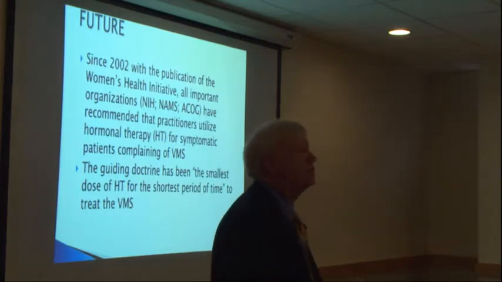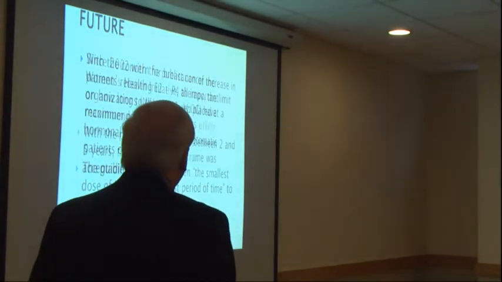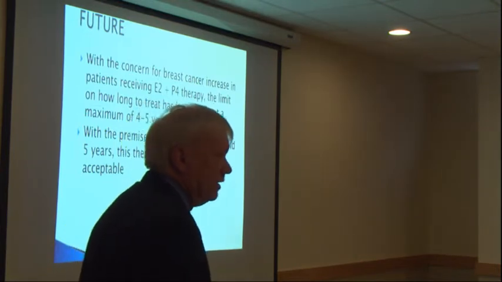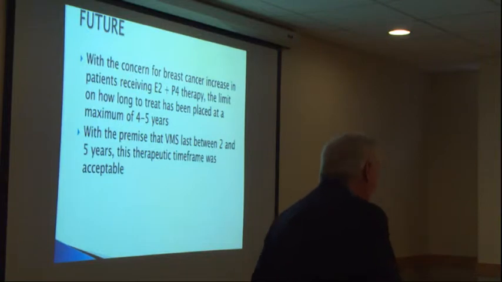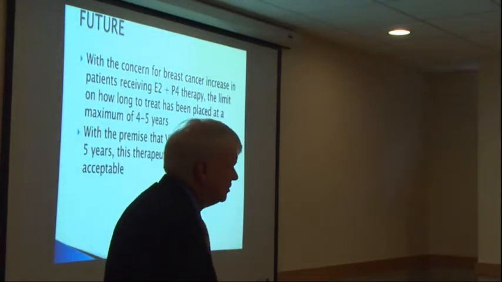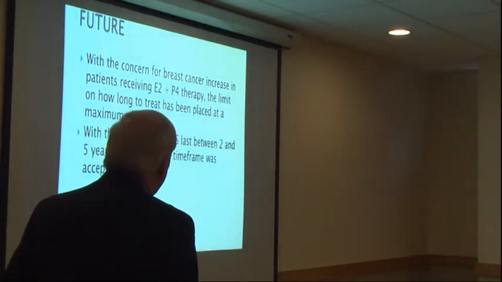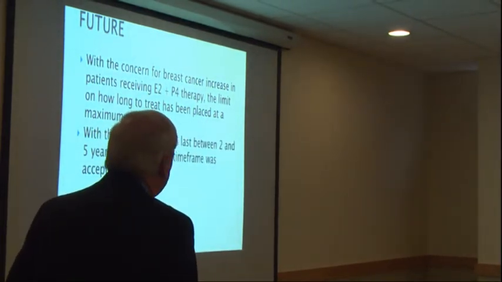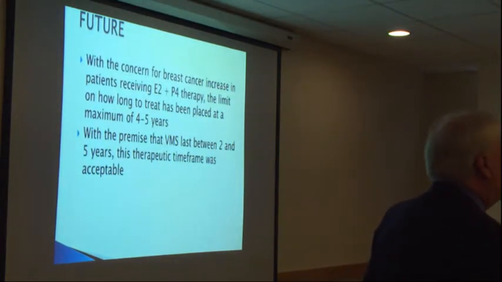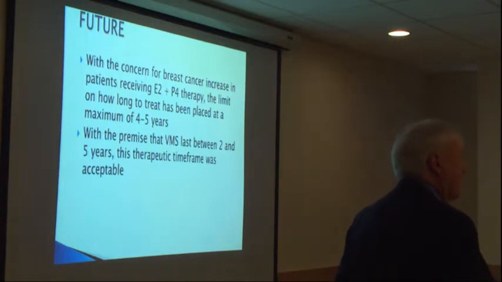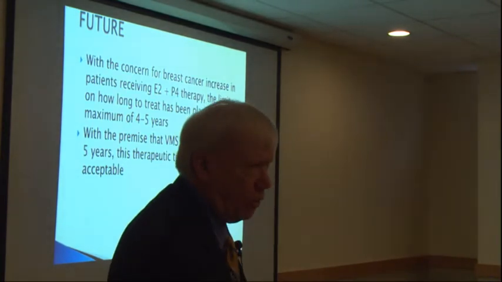The indication that still exists for patients undergoing treatment for vasomotor symptoms is symptomatic therapy. If a patient has an abnormal response to hot flashes, they need therapy. The problem is that in the estrogen-progestin group, at about 4 to 5 years, there is a concern for the increase in breast cancer. Heretofore, when we said that vasomotor symptoms lasted only 2 to 5 years, that therapeutic timeline was acceptable. Not only can patients say to you, I can accept 2 years of hot flashes, I think I can get through it, I really don't want to be on hormonal therapy.